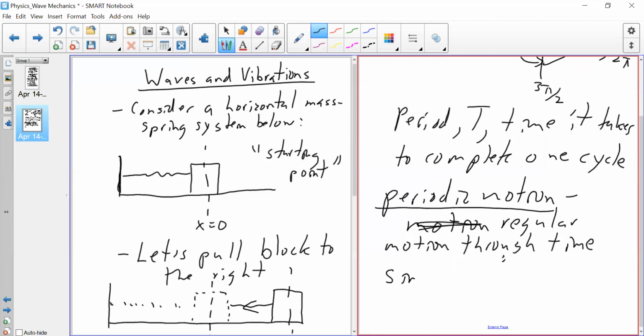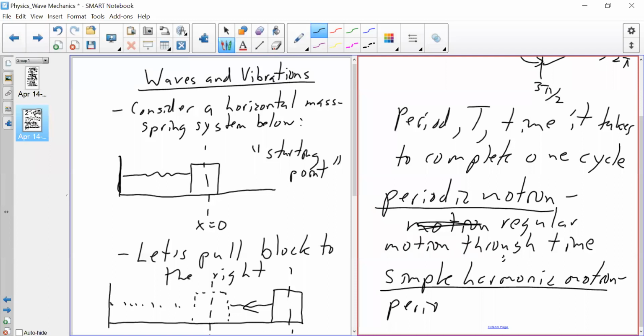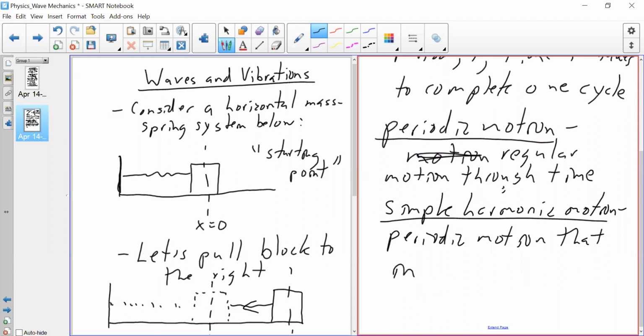So, simple harmonic motion is periodic motion that involves a restoring force. And our restoring force in this case is a spring force. It involves a restoring force, and in this case, that'll be Fs for our spring force.